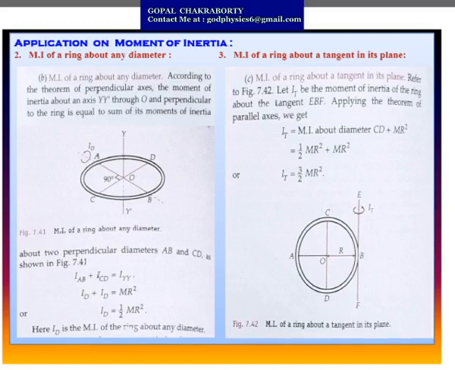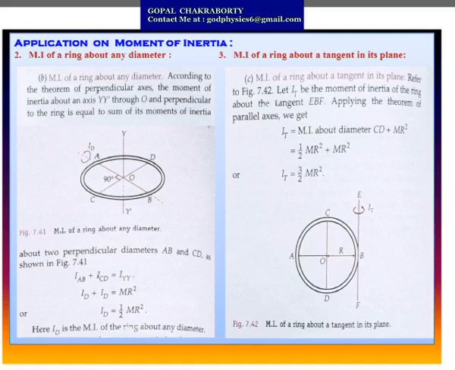Third question: the moment of inertia of the ring about any tangent in its plane. Here you have to apply the theorem. The theorem we used in the last problem was the perpendicular axis theorem.